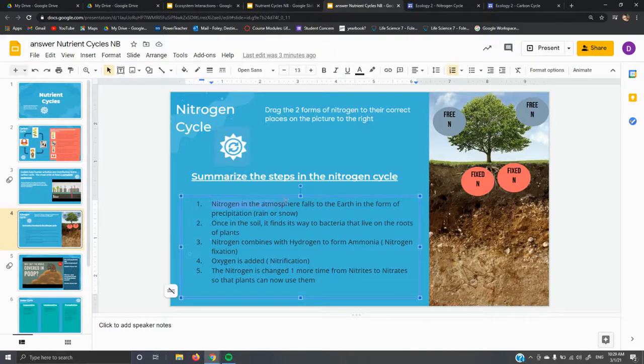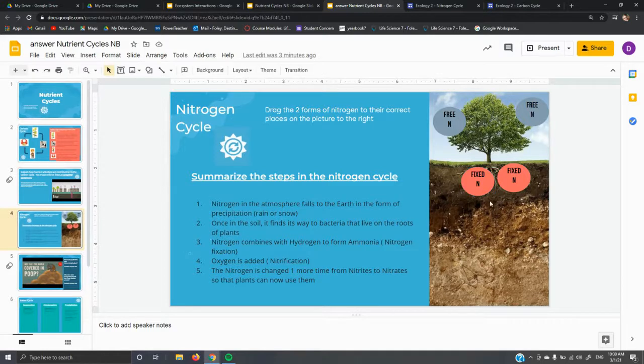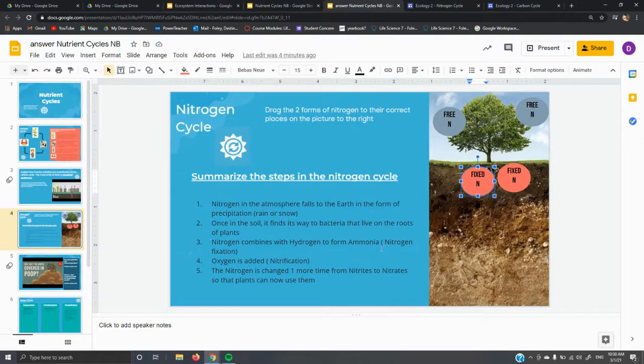First step, nitrogen in the atmosphere falls to the earth in the form of precipitation, rain or snow. Second, once it finds its way into the soil, the bacteria that live in roots start to combine it with hydrogen to form ammonia. This is called nitrogen fixation. So it's in the air. When it rains, it gets to the roots because the water droplets bring it down. When it's in the roots, it combines with hydrogen and it fixes. So it becomes fixed. That process is called nitrogen fixation.